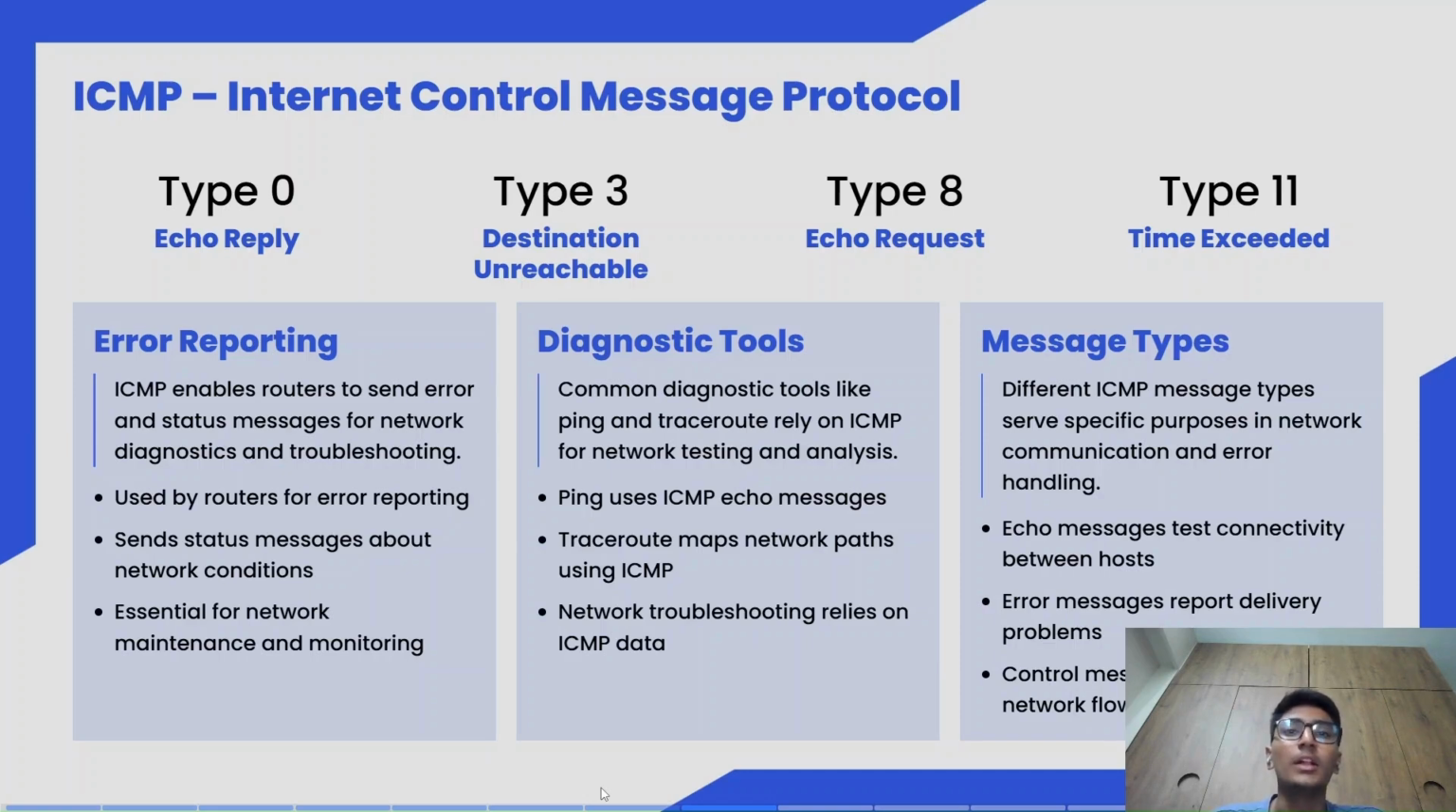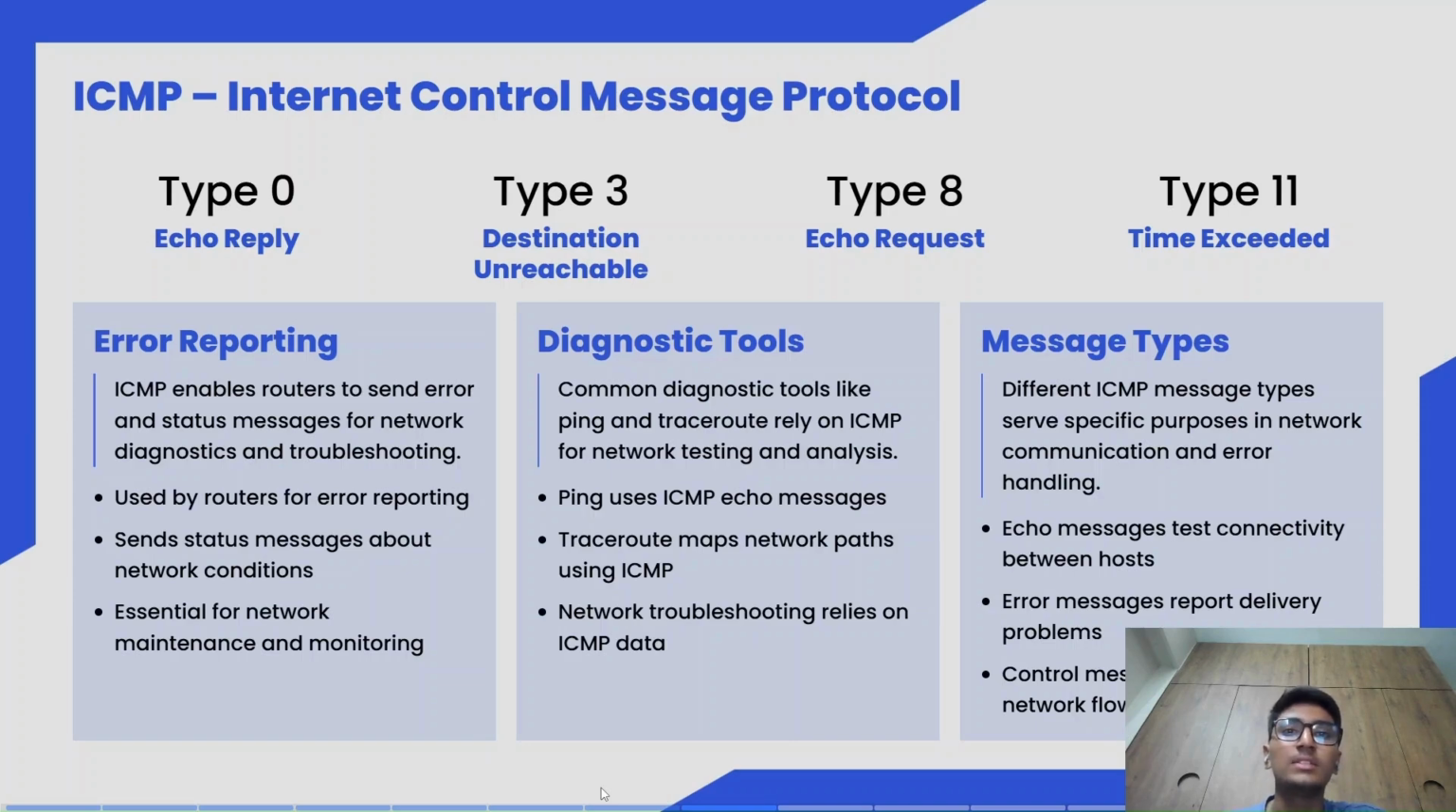For example, a Type 3 destination unreachable message tells the sender if a service is unavailable or a host could not be reached. The second one is the diagnostic tools. ICMP is essential for network maintenance and diagnostics. The first one is the ping. This common utility measures connectivity and latency.